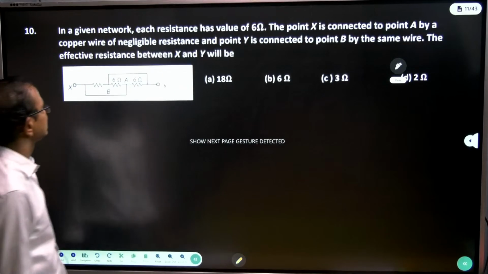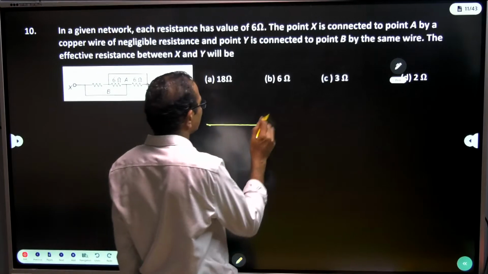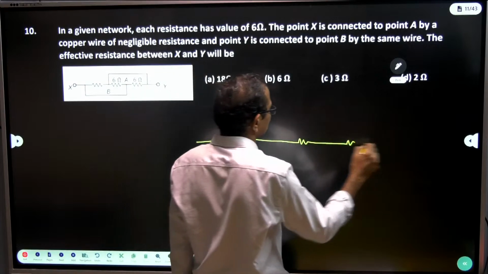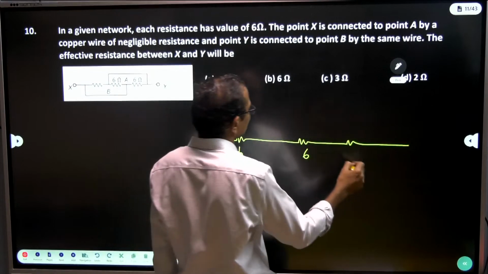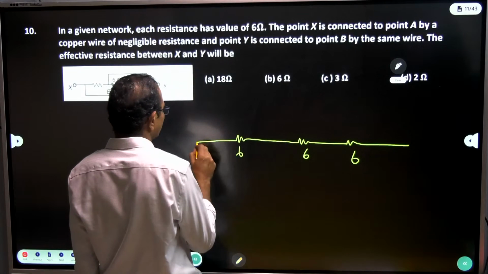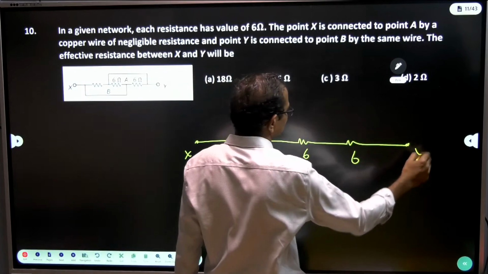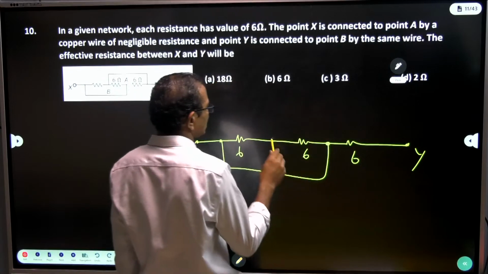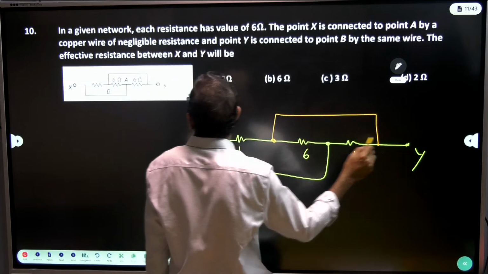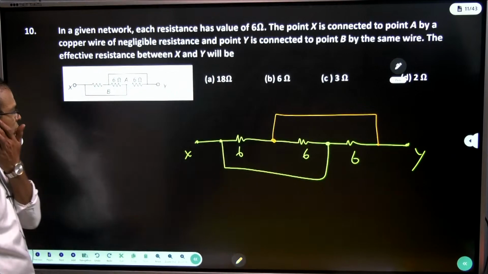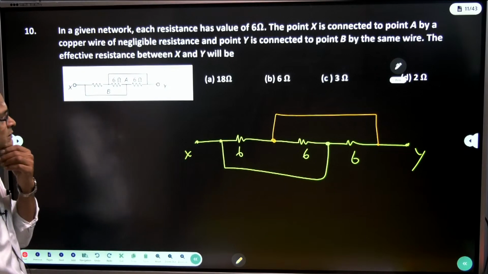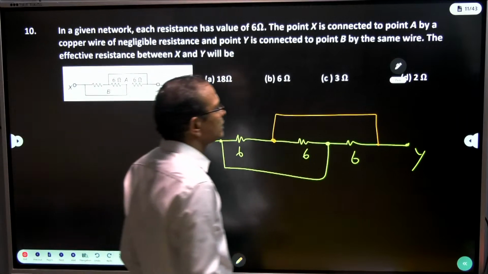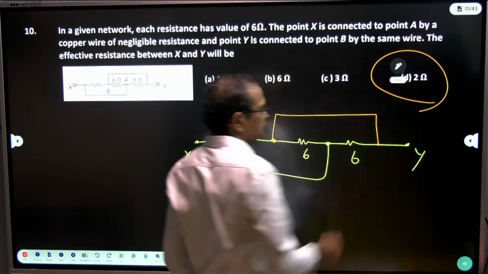Next question. I'll just redraw it because the circuit is not visible, some of you told me. So I want to redraw it once again. 6, 6, 6. Even though one 6 is missing, I am giving it to you. This is x and this is y. This point is connected to this point, and this point is connected to this point. Am I right? Now, what is the resistance between x and y is the question. What's the answer? 3? No, 2 is the answer.